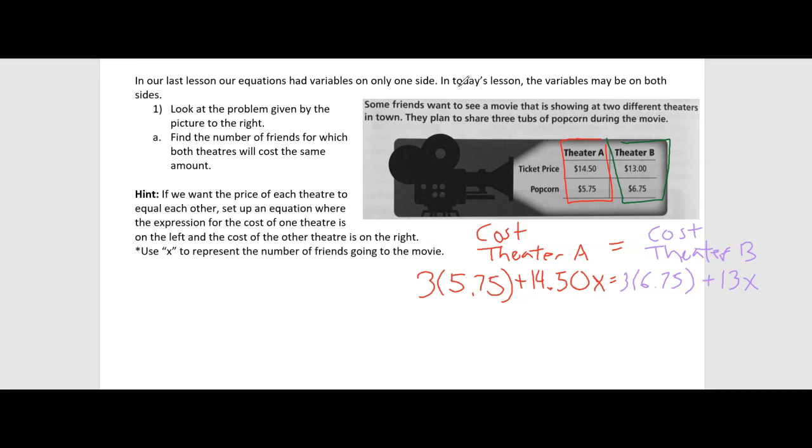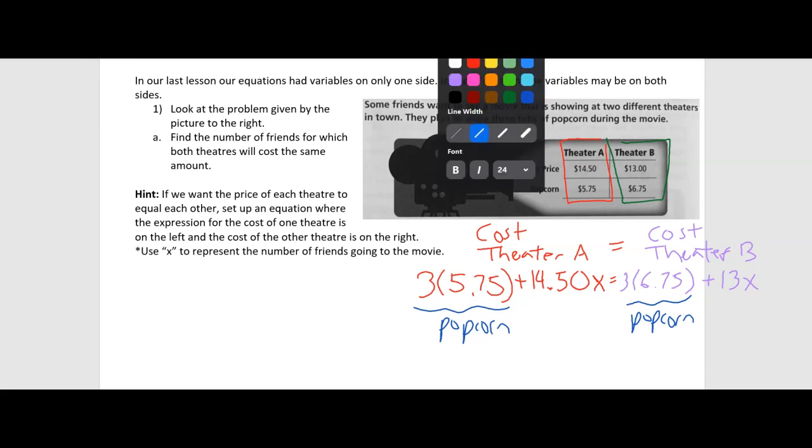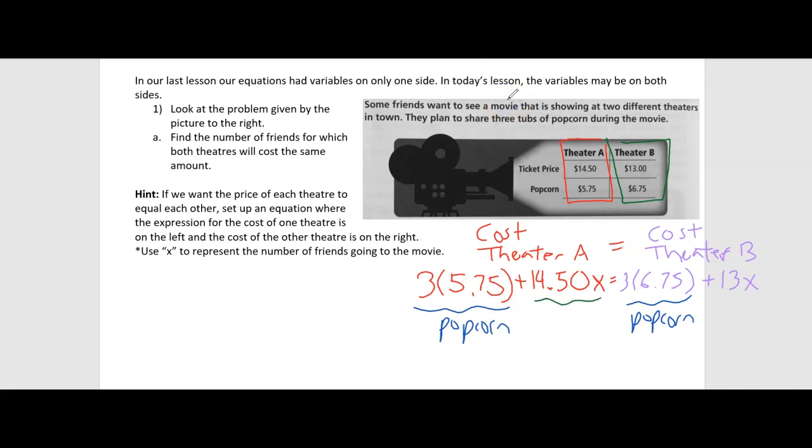So we have for each theater the cost of the popcorn. And let's actually put this out here. So we have the cost of the popcorn for both. And then we have the cost of the tickets for both. And if you wanted to do popcorn plus tickets equals popcorn plus tickets before you came up with your numbers and variables, that's perfectly okay.